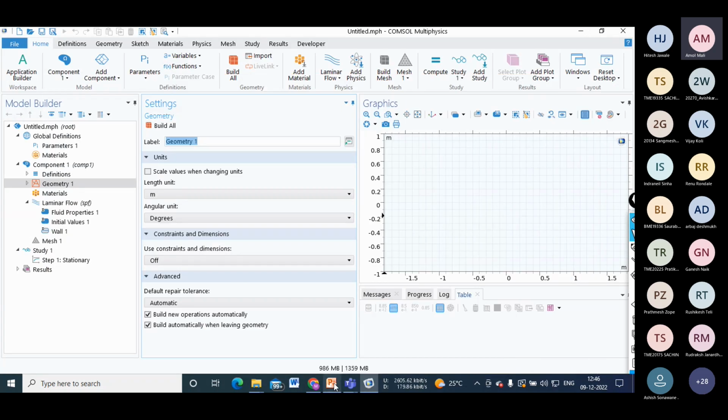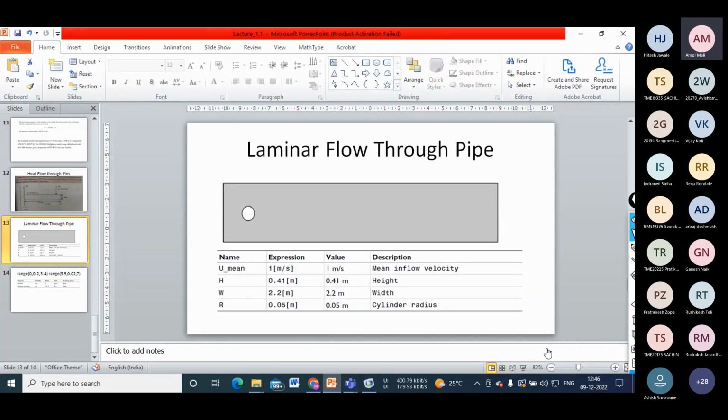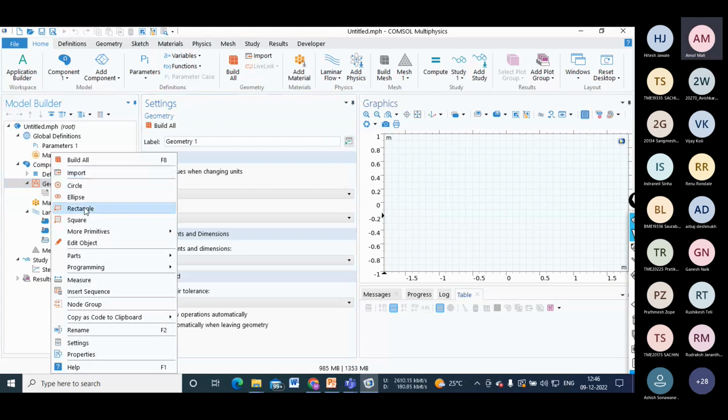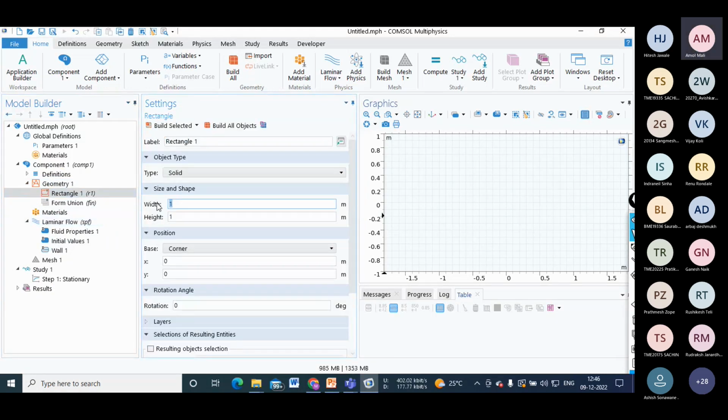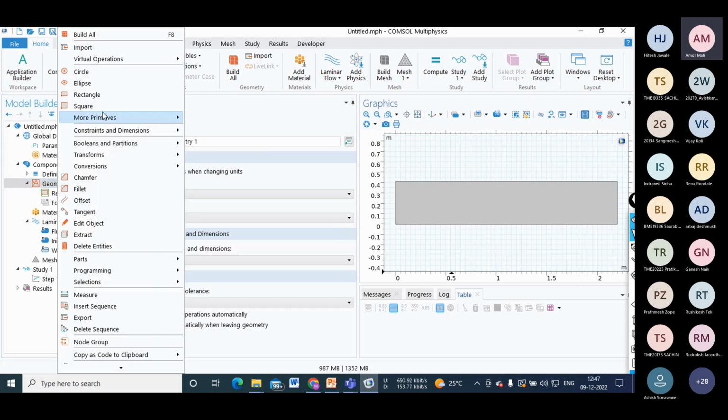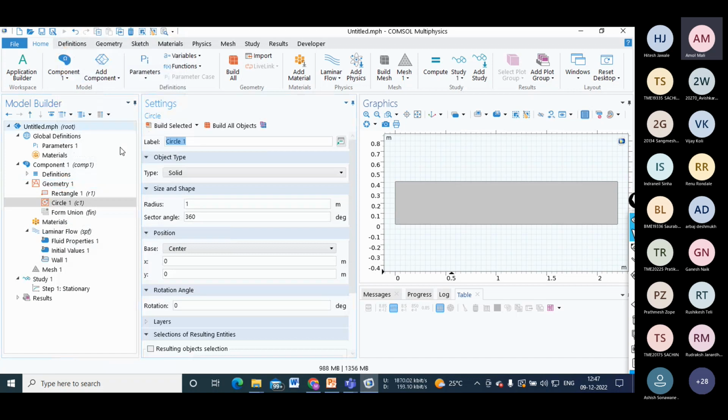Okay, so how much is the dimension, the width? Here you can see the width of that pipe is 2.2 and the height will be 0.41. Here you can see a rectangle. So width will be 2.2, height will be 0.41 meter. These units are all by default in meters. Then next to that, I will take one obstacle of circular geometry.